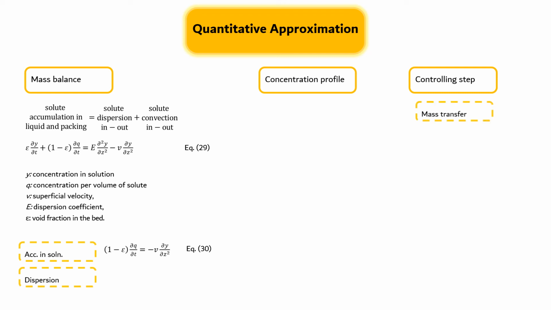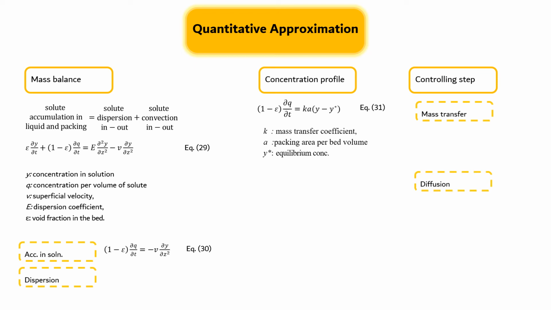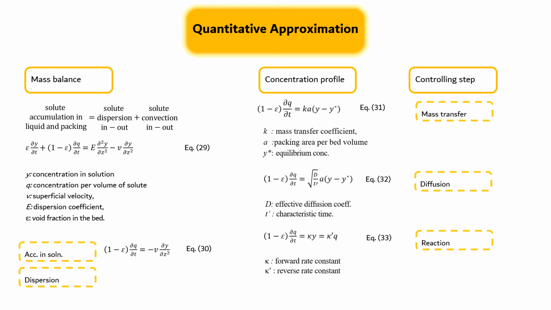If mass transfer between the bulk solution and the surface of the particles is controlling, then the concentration profile can be expressed by equation 31. If diffusion within the pores is rate controlling, the corresponding relation has the form shown in equation 32. If first-order reversible chemical reaction is rate controlling, the concentration profile can be expressed by equation 33. Each special case will give a somewhat different concentration profile.